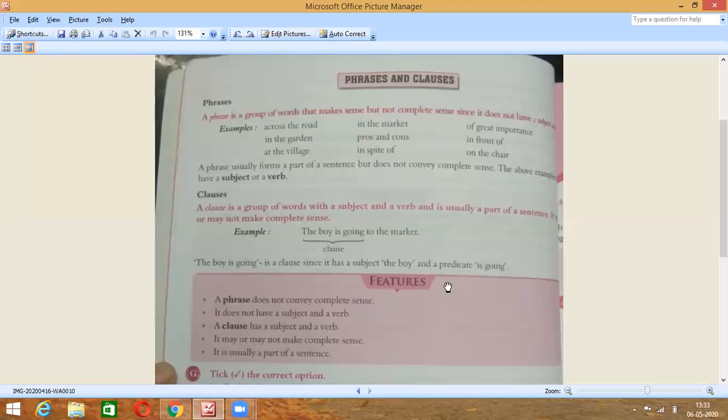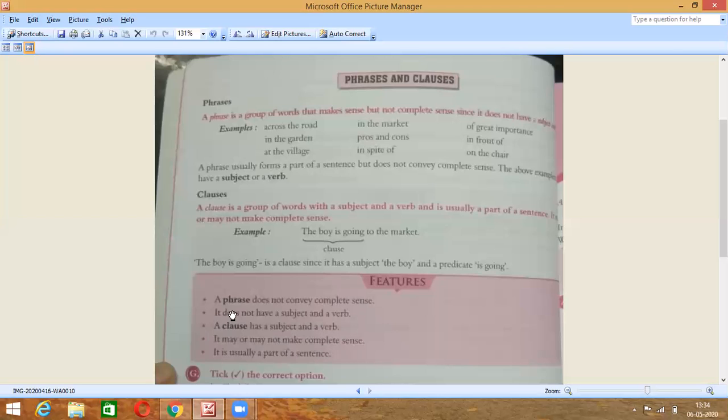The main thing about phrases and clauses is these features. You have to remember these rules. A phrase does not convey complete sense. It does not have a subject and a verb. A clause has a subject and a verb. It may or may not make complete sense. So the first two are about phrase and the last three about clause.